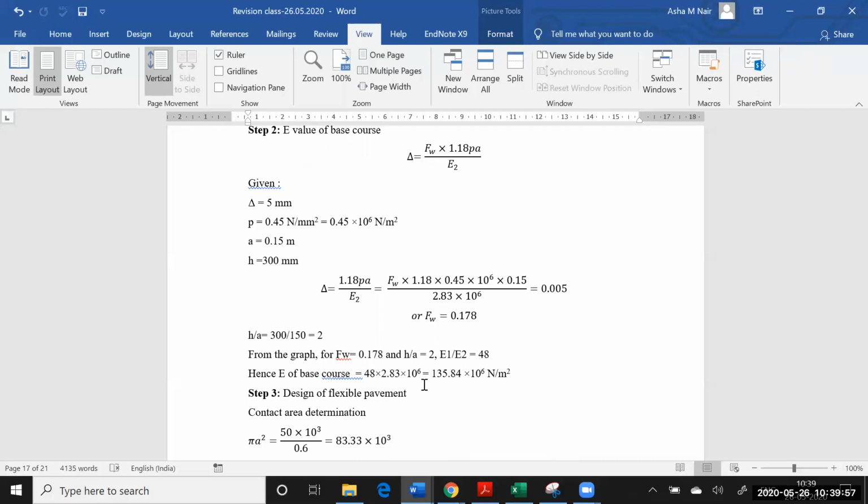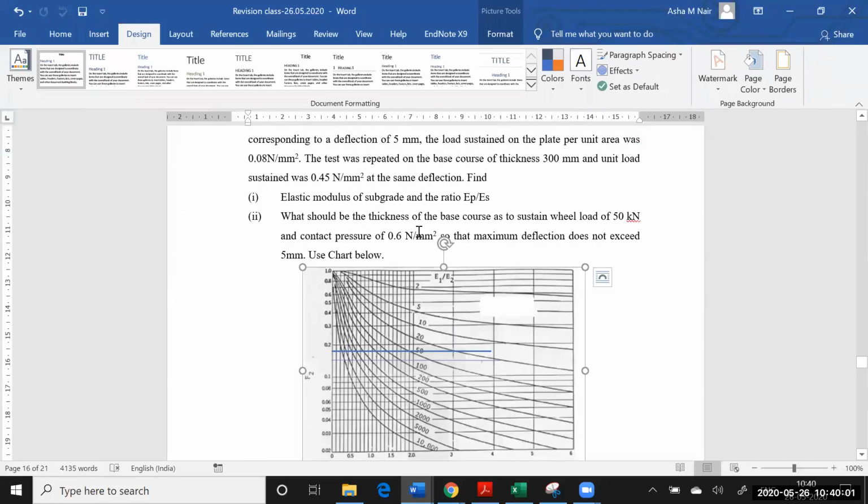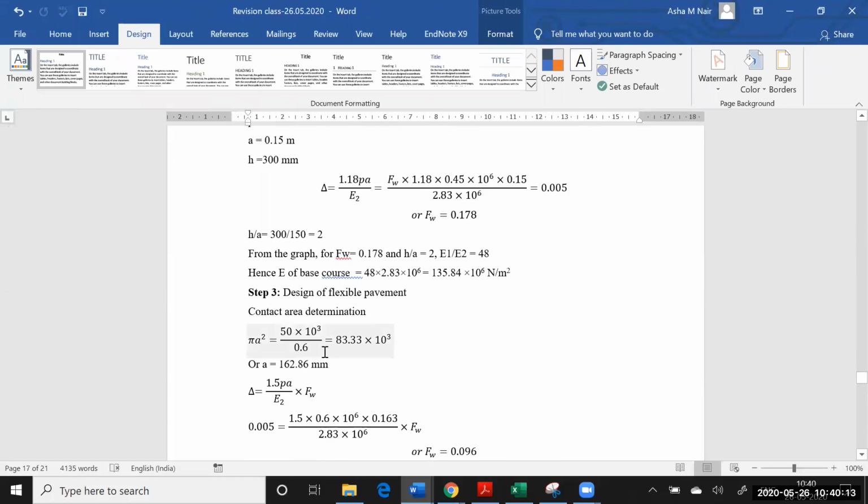Now I have to design a flexible pavement. Please note, this is the last part of the question. You are asked to find out the thickness of the base course so as to sustain a wheel load of 50 kilonewton, and it is to be considered as a flexible pavement. You are given 50 kilonewton and 0.6 Newton per mm square. From that, you can get the contact radius as 162.86. Please note, in this step you have to use the equation for a flexible plate.